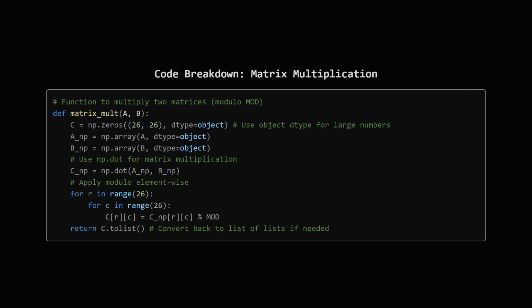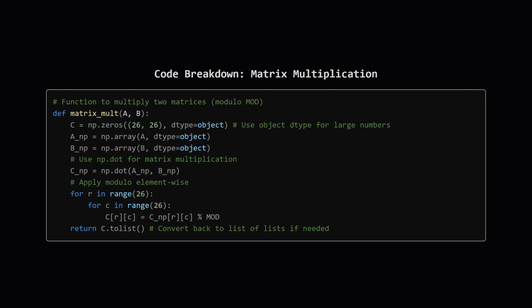Let's look closer at the matrix multiplication function. It takes two matrices, A and B, both assumed to be 26 by 26. It calculates their product. We use NumPy's .dot product function here, which is generally efficient for matrix math. We create a result matrix initialized to zeros. Because the numbers can get large before we take the modulo, we use object dtype to avoid potential overflow issues with standard integer types.